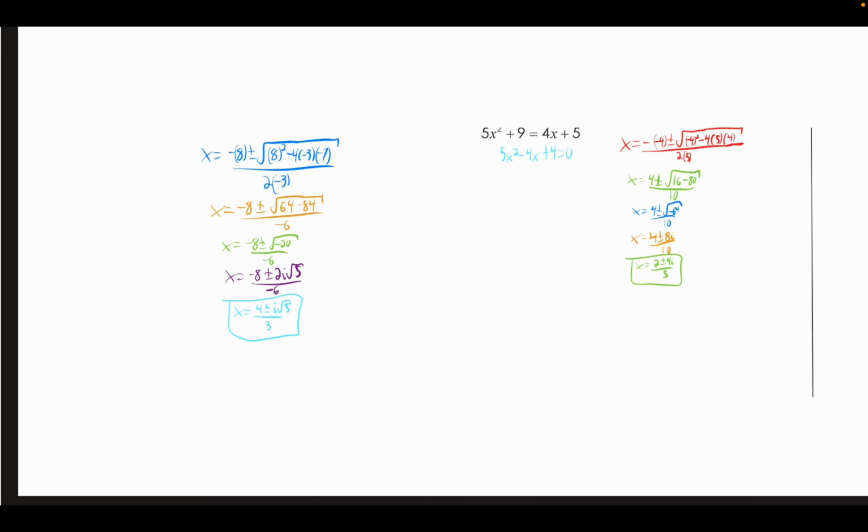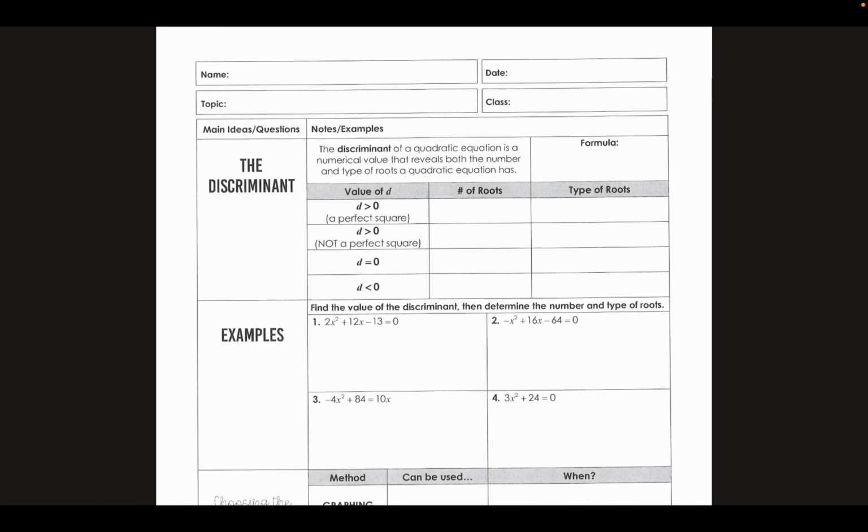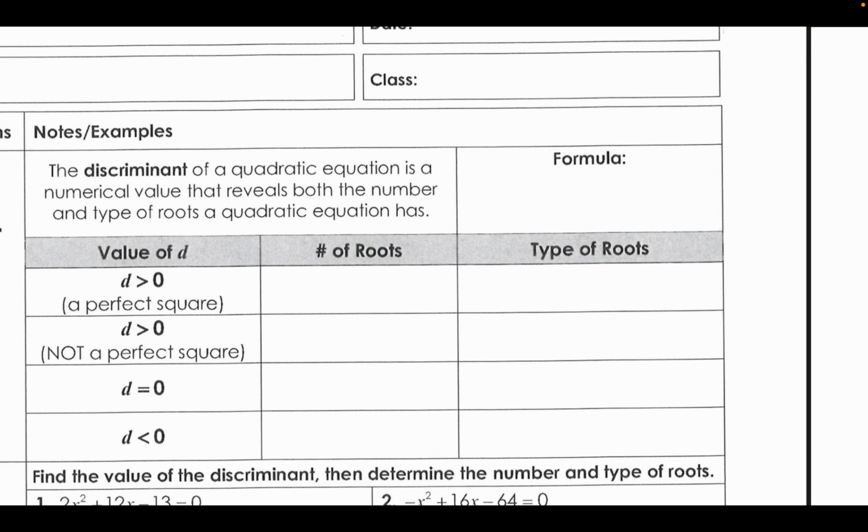On to the next page. We're going to talk about this idea of the discriminant. The discriminant is just part of the quadratic formula. And the part of the quadratic formula it is, is the b squared minus 4ac. That's the part that's underneath the square root.